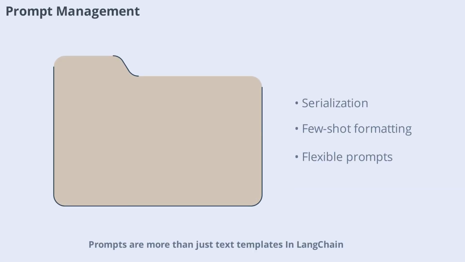Prompts are more than just text templates. In LangChain, prompt managers handle serialization, formatting, and even few-shot example selection. This means you can easily manage different prompt styles, adapt to various model requirements, and ensure your application sends the right context every time. Prompt management is crucial for building robust, adaptable AI applications.